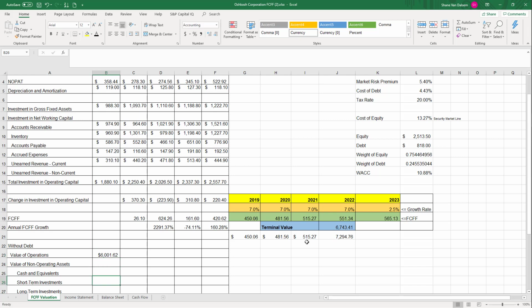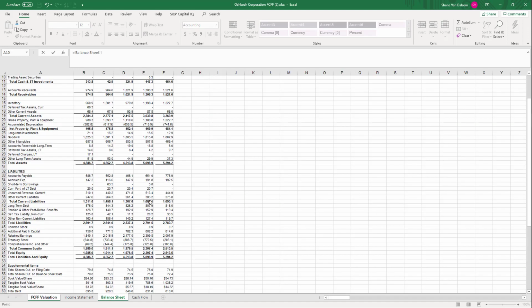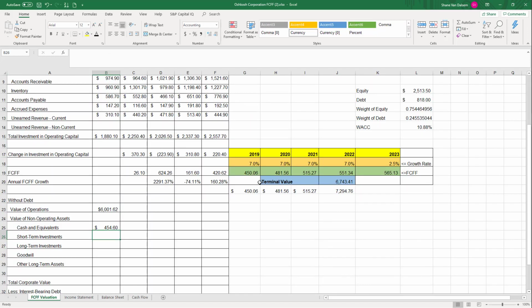So we're going to go down here to the value of non-operating assets. In this case, I have cash and equivalents. So you'll sometimes see this when a firm has a lot of excess liquidity that they're not using for their operations. That'll be included down here. And I'm going to use the values at the end of 2018. So at the end of 2018, they have $454.6 million worth of cash and equivalents. If they had trading asset securities, we'd also put that in too. So we would have another line down here for that.